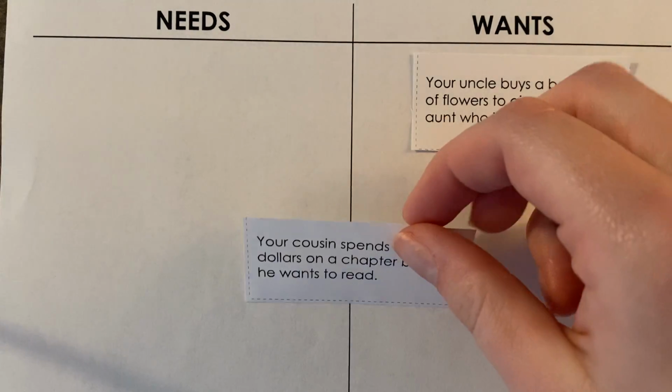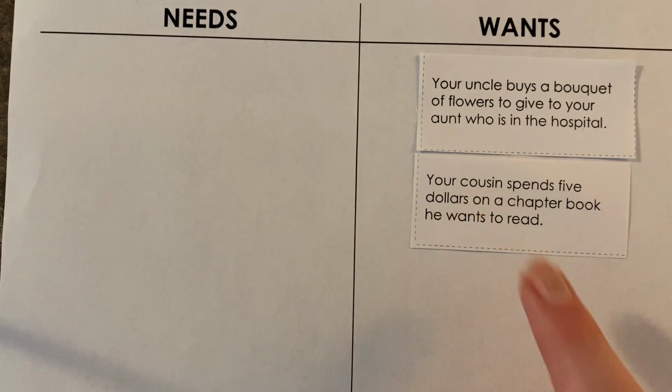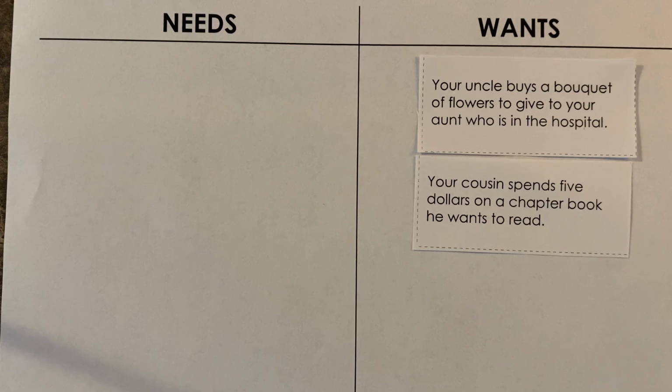All right, next one. Your cousin spends $5 on a chapter book he wants to read. So a chapter book, is that something you need or something you would want? It's a want. That's something you can do in your free time. You don't have to have a book to survive.